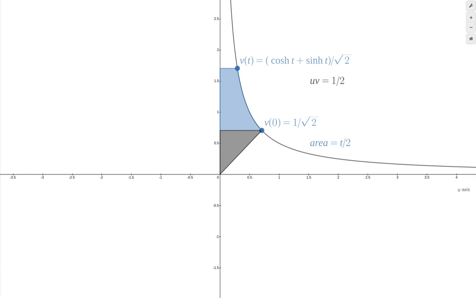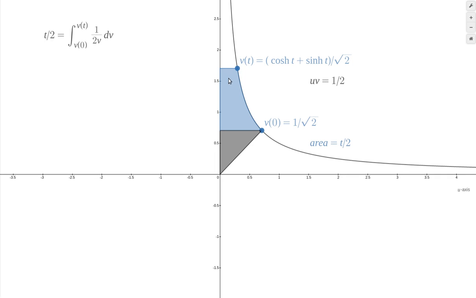So I have the old way of slicing it and the new way of slicing it. But both of those use a triangle with a point on the curve. And so if the triangle over here that I added and the triangle here have the exact same area, then that means that the blue region before and the blue region after have the exact same area, namely t/2. And so we're almost done.